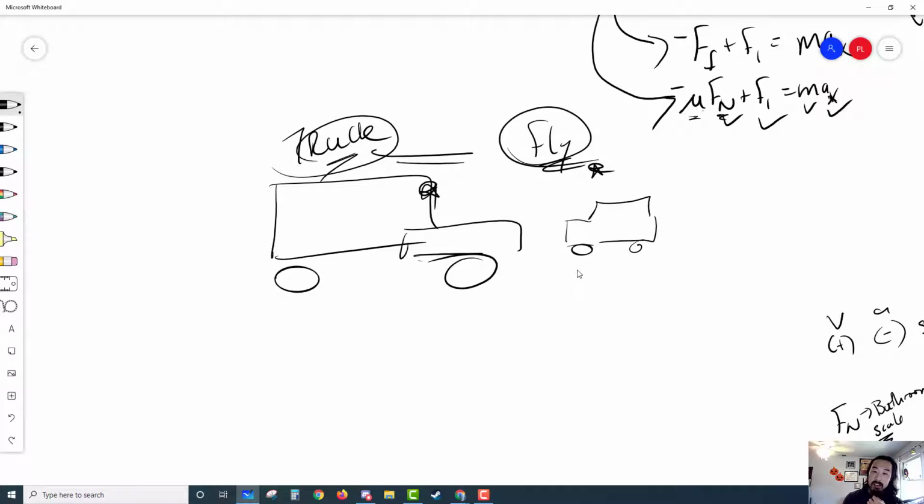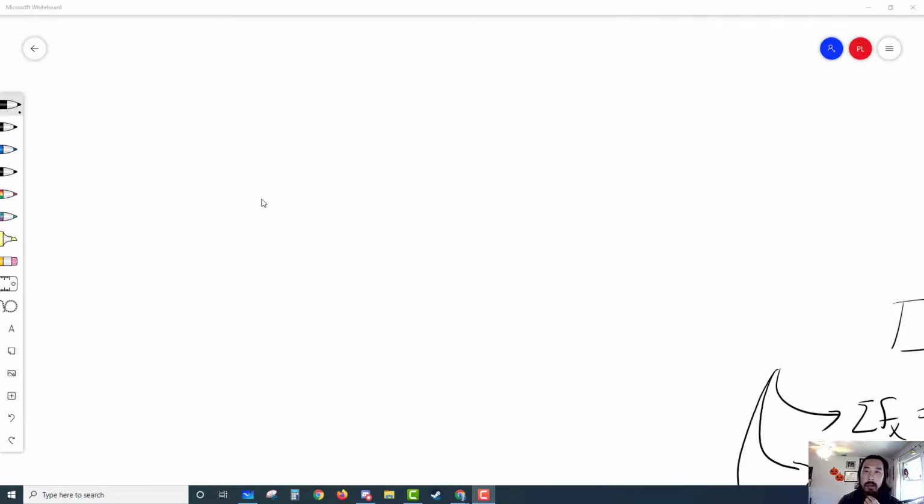It could be, I don't know, a car and a ball, right? There's all sorts of different scenarios. But keep in mind, equal but opposite. Equal forces, but in opposite directions. That's important there.